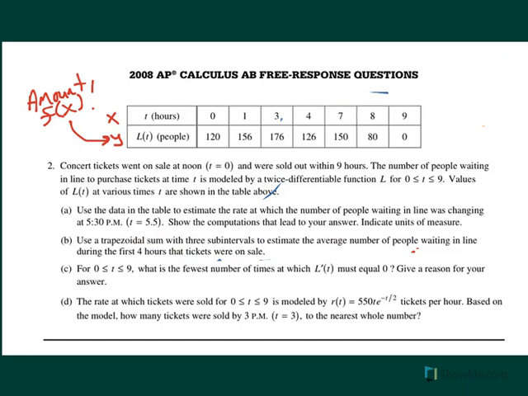And part C, it says for time between 0 and 9, so time interval 0 to 9, what is the fewest number of times in which the first derivative, L prime, must be equal to 0? So the big idea, or the first thing I think of, is if L prime is going to be equal to 0, then the function must be changing direction.